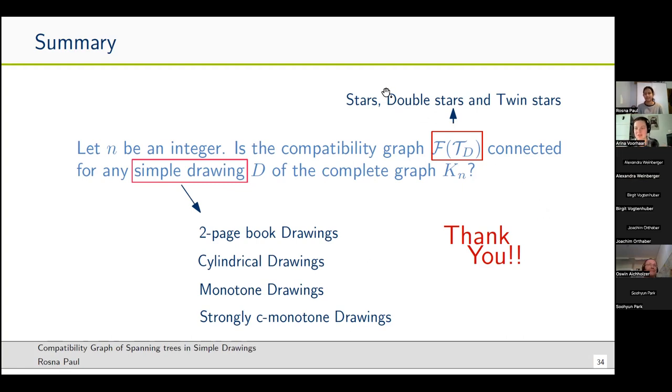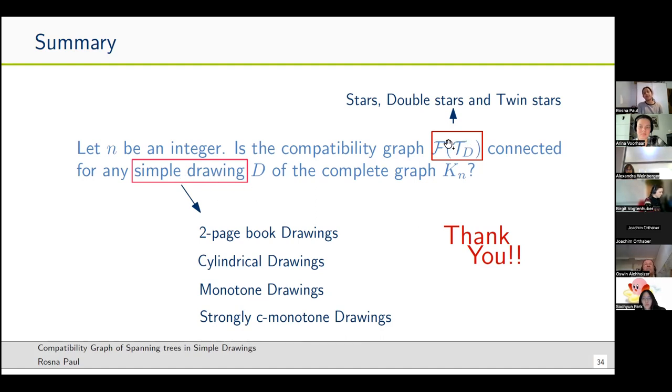I have a naive question: what could be possible further research from here? What can be done? Yes, one further question is to expand this area to different classes of drawings, maybe bi-shell level or three-dimensional drawings, but we didn't get any nice results there. It seems to be a bit difficult. Or just to see what happens to the c-monotone drawings for the simple drawings.